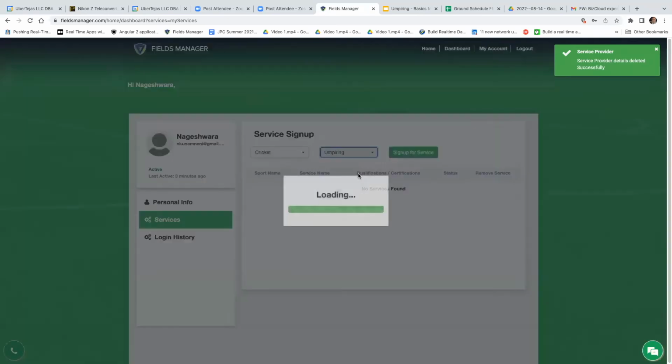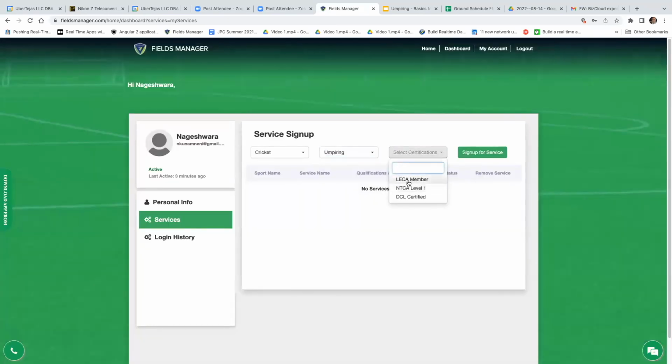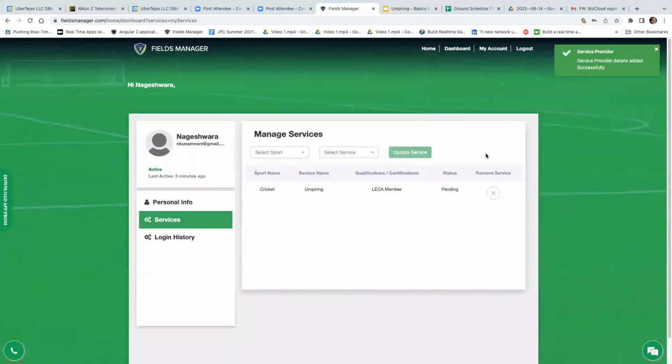You should not see anything. Select umpiring. Select LECA member. If you're already DCL certified or TCL level, you can also select those, not that it matters. Sign up for that service. You will see your status as pending, and we'll approve it as soon as we see it. I have updated it, so you can check it.